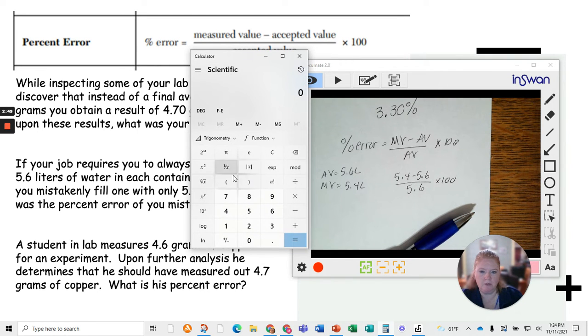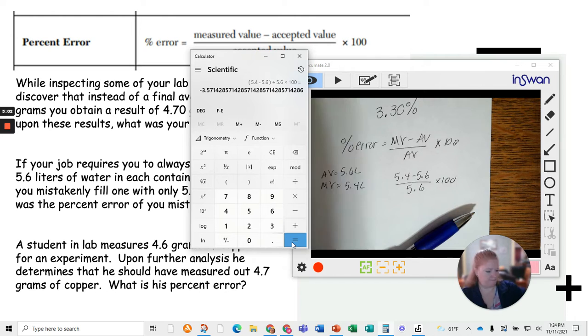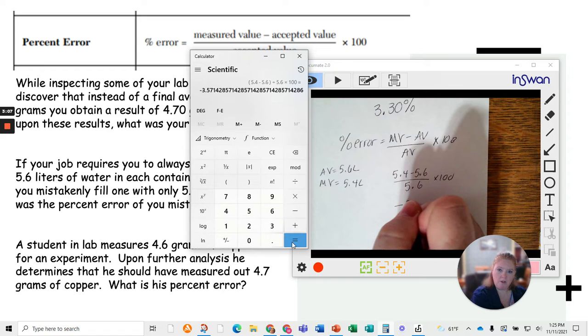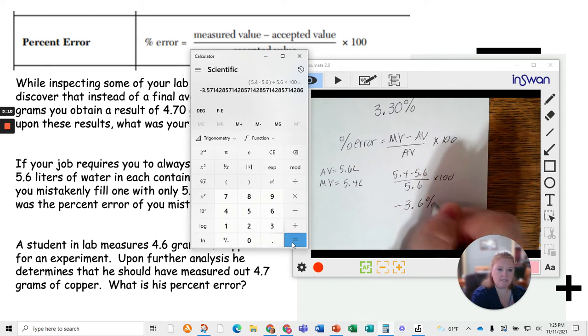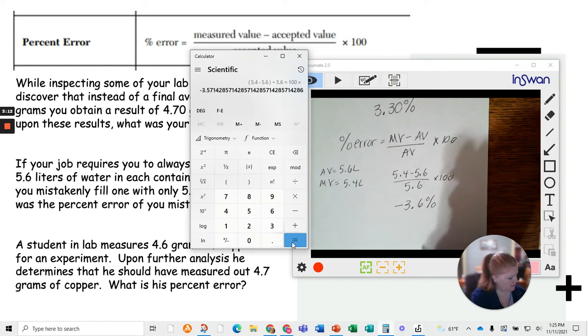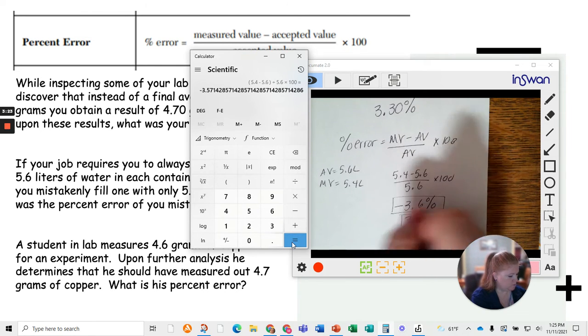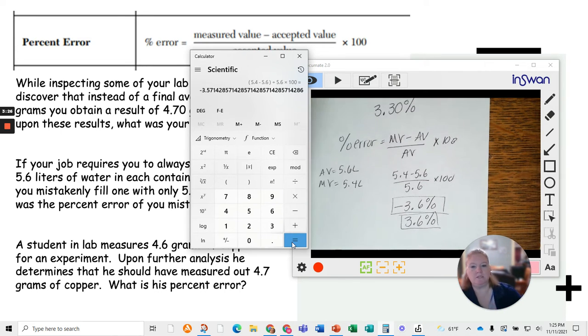Let's clear this out. Parentheses 5.4 minus 5.6 and parentheses, divided by 5.6, times 100, equals. Now, this time I only need 2 significant figures, so negative 3.6%. Most of the time it's standard practice to take the absolute value, so it is not wrong to write it as 3.6%. So this is right, and this would also be right. Both would be correct answers in that case.